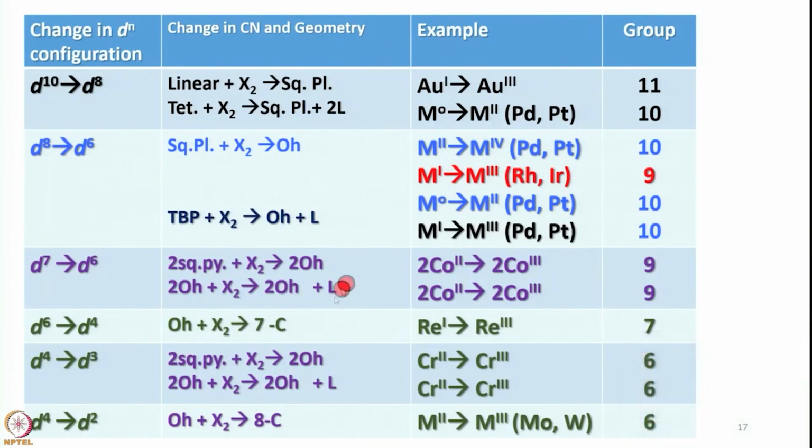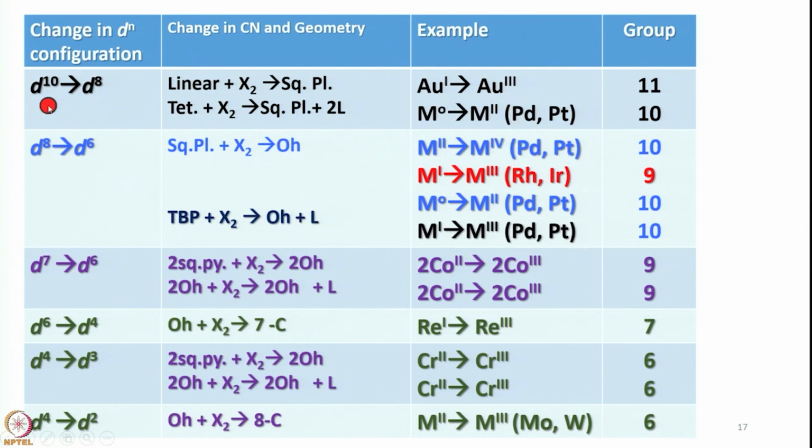Now I have given another chart here, and here I have shown what would happen if you perform oxidative addition reaction with metals having different electronic configuration, what would happen after oxidative addition, and also what would happen to geometry, with specific examples and to which group these metals belong. All these details I have given here.